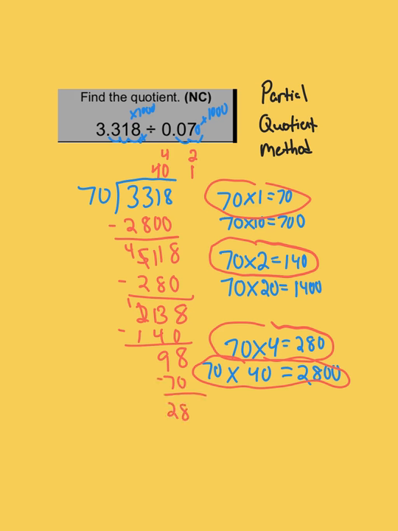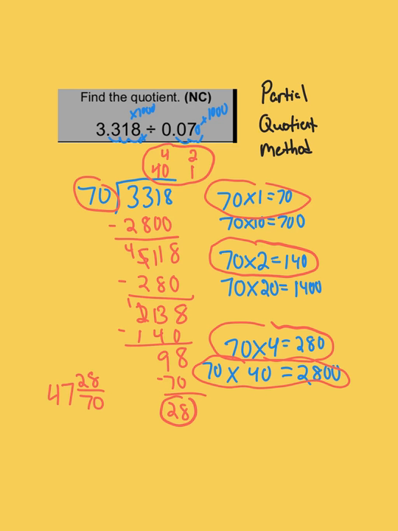So let me add all these together here first. So I have 40 plus 4 is 44, 45, 46, 47. So I have 47. And my fraction will be 28/70ths left over.